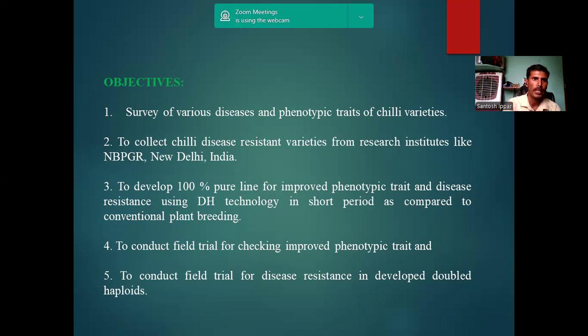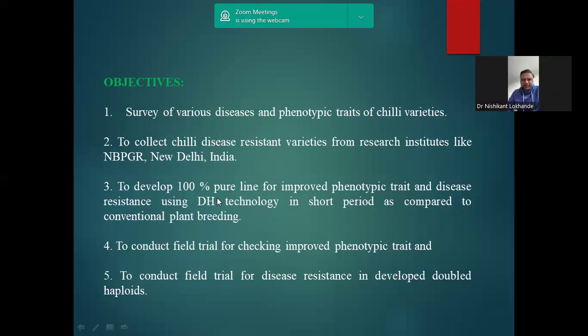Now, till date, we have completed two objectives, that is, the survey and the collection or procurement of chili disease resistant varieties from the research institute NBPGR. Excuse me, up till now, how many research centers have you visited for the collection? One, sir, NBPGR, and I procured from two different places, Hyderabad and Nainital. Yes. So, are you in contact with them? Yes, sir.